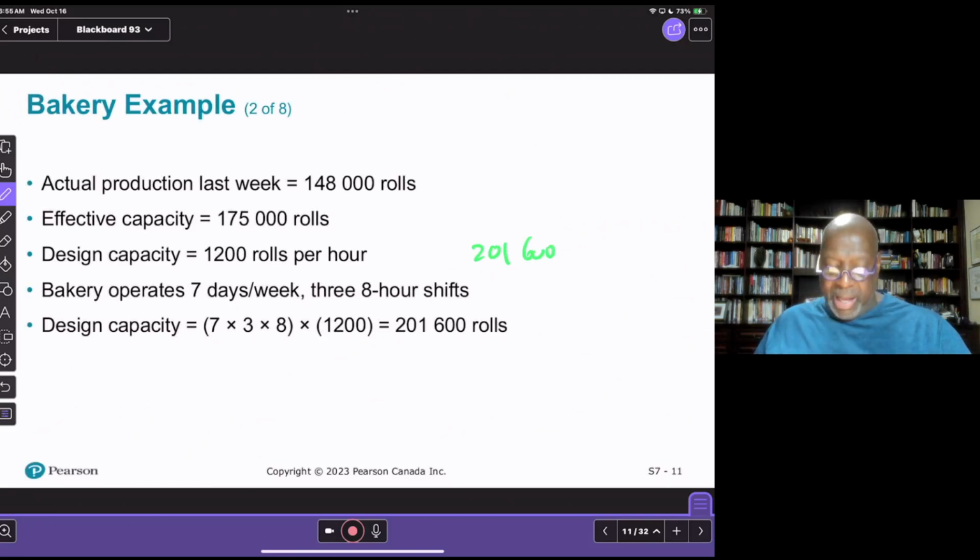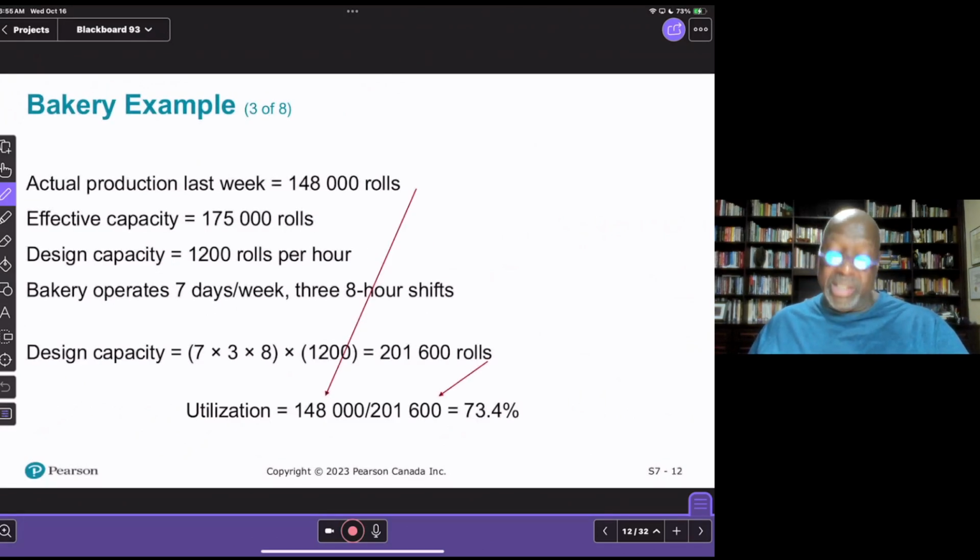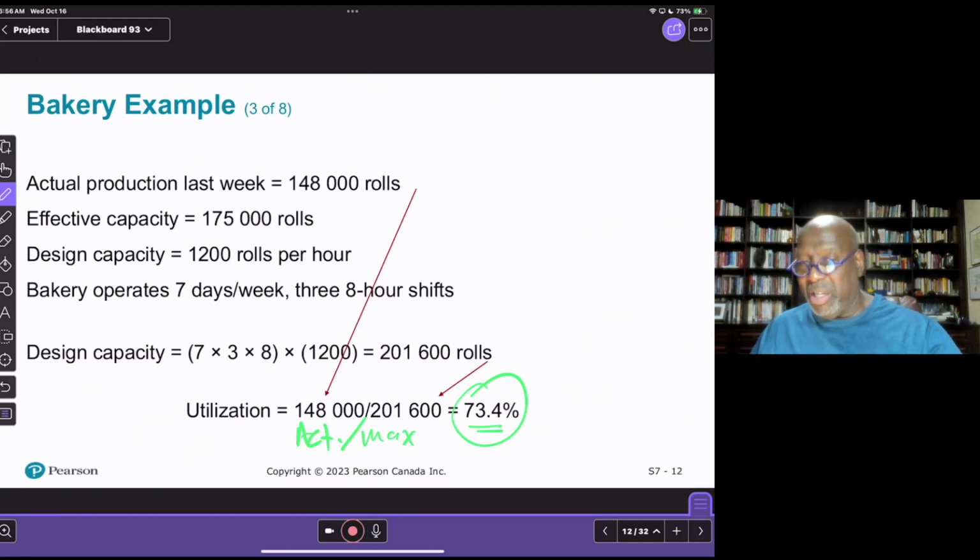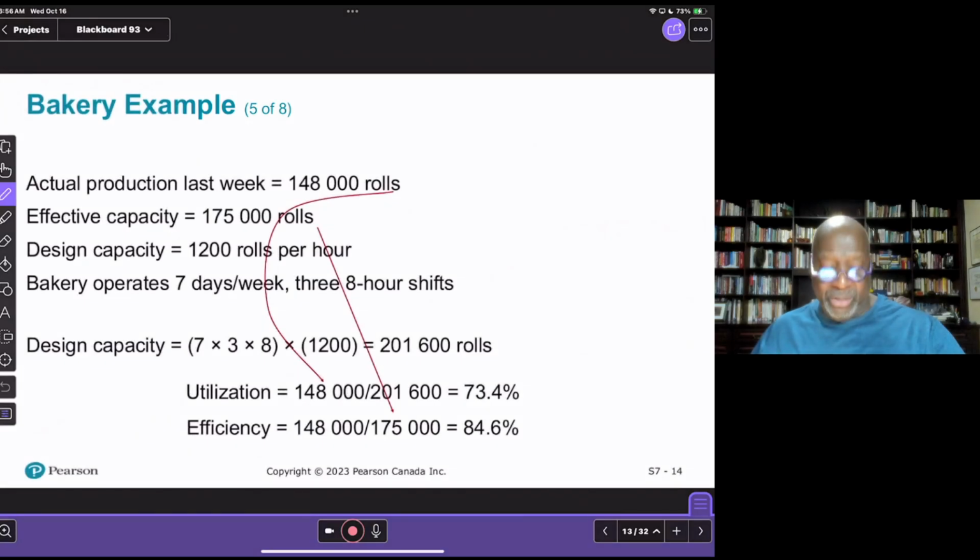we could then go ahead and calculate our efficiency and our utilization. So utilization is the actual, remember, actual over your maximum, in which case it is the 148,000 over 201,600, which gives us a 73.4% utilization. And you say, well, what should we be targeting? I think anywhere above 70% utilization. 80% utilization is actually quite good, but it all depends on the kind of industry.